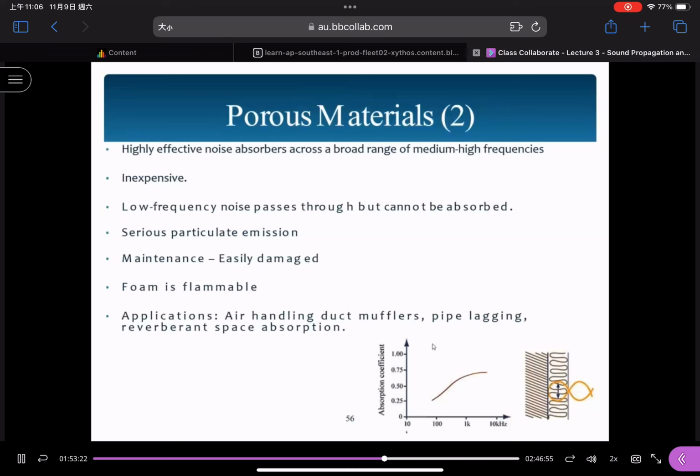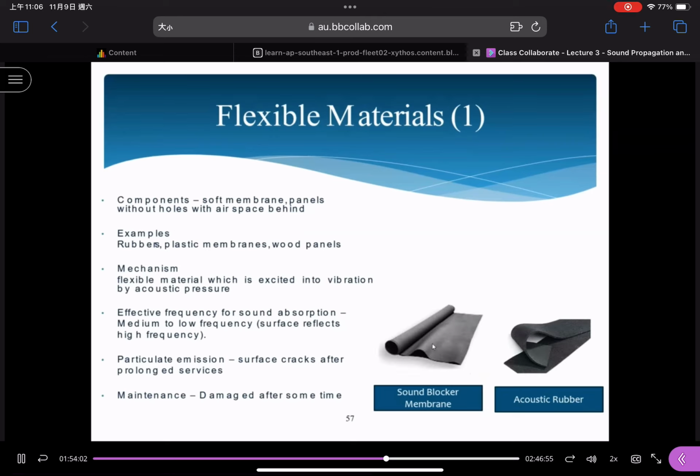When you refer to this one, this is the absorption coefficient, and this is the frequency range. At low frequency, you can see that the absorption coefficient is much lower than that for high frequency. So for porous materials, it is more suitable for medium to high frequencies. For low frequencies, it is not so effective. And some of these raw materials are fire retardant, but when you use them for a long time, we need to replace them.